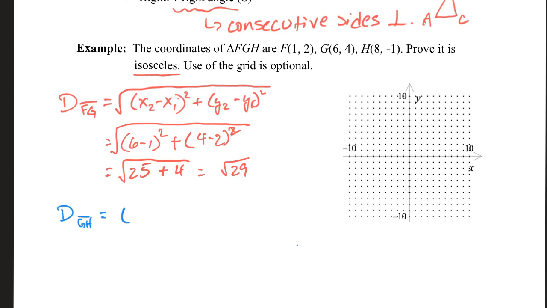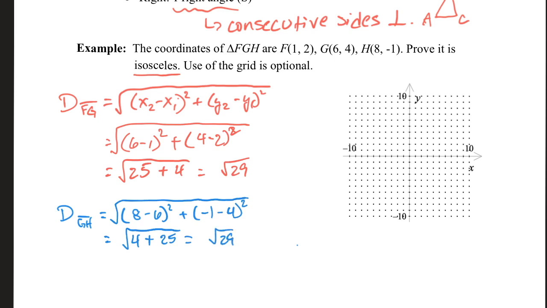I'm just going to plug in. So my x2 is 8, and I'm subtracting 6. 8 minus 6, quantity squared. Add to that, my y2 is -1, subtract 4, quantity squared. This gives me 8 minus 6 is 2, 2 squared is 4. It's a good start. And then we have -1 minus 4, which is -5, and -5 squared is +25. Perfect, because that's exactly what I had up above, which gives me 29.